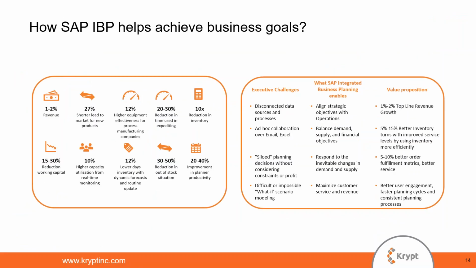Now, how does SAP IBP help achieve the business goals? So with the help of the integrated business planning tool, what we have seen is a considerable reduction in inventory, reduction in out of stock situations, improvement in planner productivity, shorter lead time to market for new product introduction, that we have just seen how we can limit this or how flexible this is. So a better demand and supply balance, better user engagement, faster planning cycle, consistent planning processes. This helps business to achieve your goals by the use of SAP IBP.